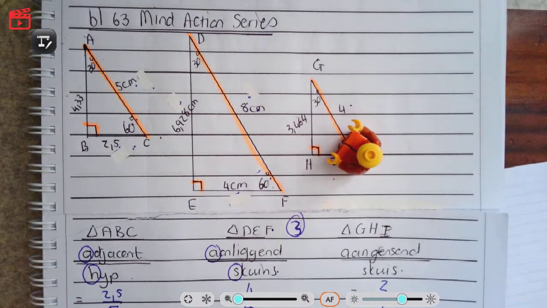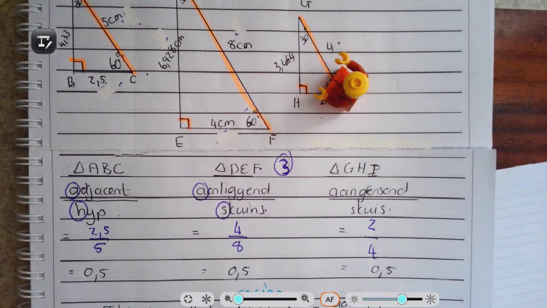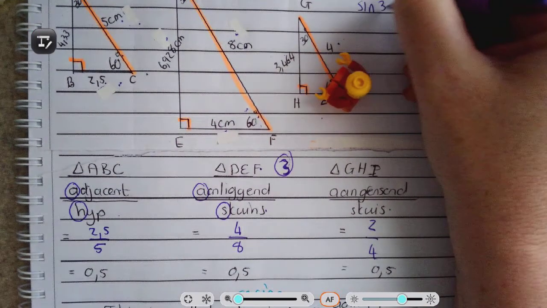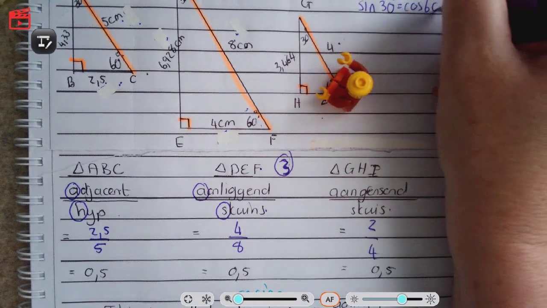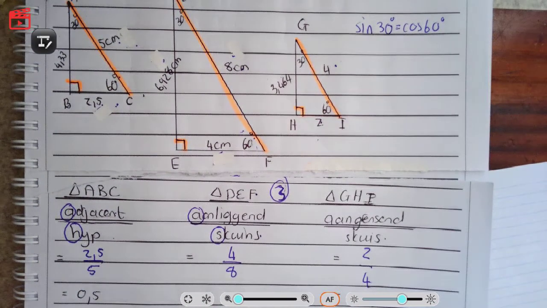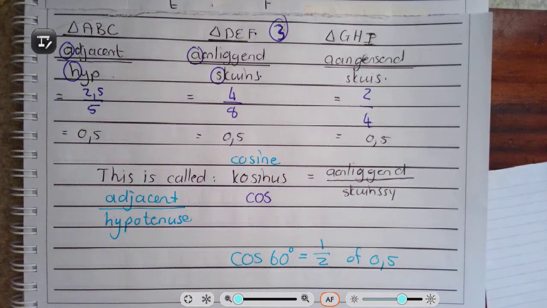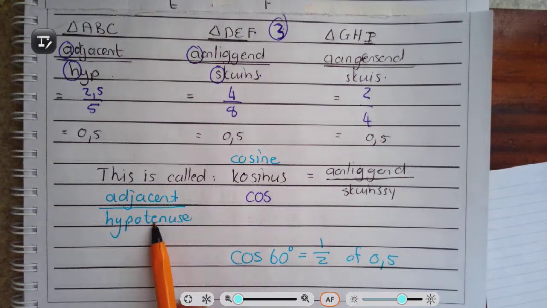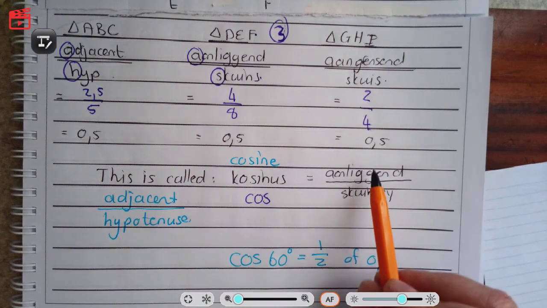Now hopefully you saw that this one also creates a half. Look there. 0.5, 0.5, 0.5. Which is interesting because it means that the sine of 30 is equal to the cos of 60. The sine of 30 is equal to the cos of 60. That is something for a later stage. So to sum up, when we divide adjacent by hypotenuse, we get cosine of cos, in Afrikaans aanliggend gedeel deur skuins.